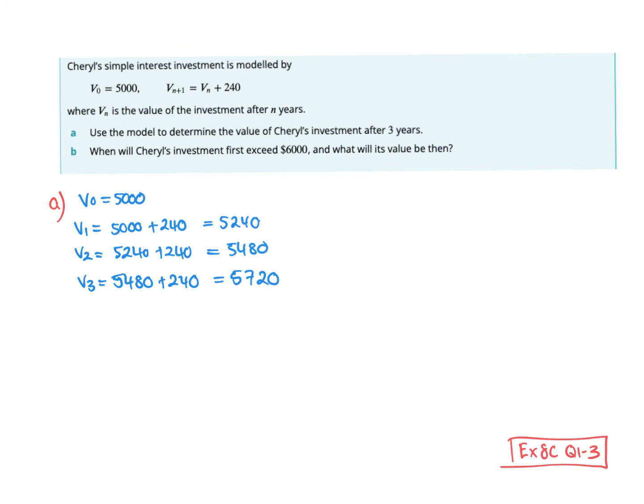Then in B, when will Cheryl's investment first exceed 6,000? And so what you have to do, just do it on your calculator. Click through. When did we find it to be? V5. And what was V5 equal to? So we're going to say after 5 years.